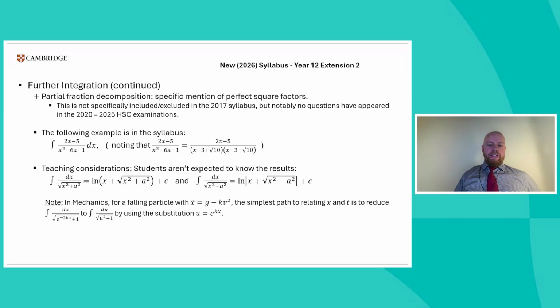The teaching considerations mention that we're not using these kind of integrals from the old pre-2017 standard integral sheet. I've heard a lot of people say, oh, who cares? They're just random integrals. I did just want to bring up, because most people think, who cares about these integrals? In mechanics, if you have a falling object, resistance proportional to the square of speed, if you want to find a relationship between x and t, the easiest way to do it is to reduce an integral to the one I've got there at the bottom, the integral of du over root u squared plus 1, using a substitution, and from there you just invoke one of those results.